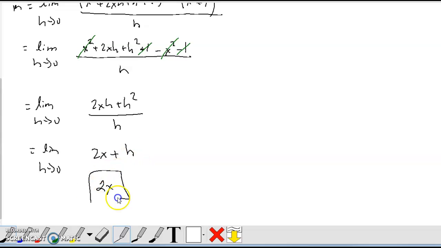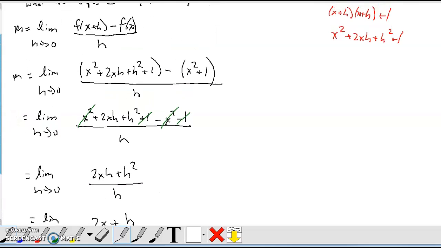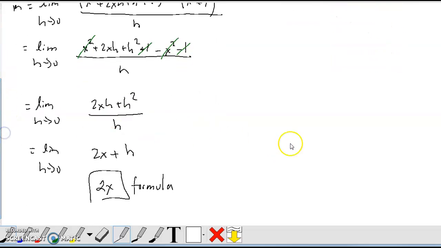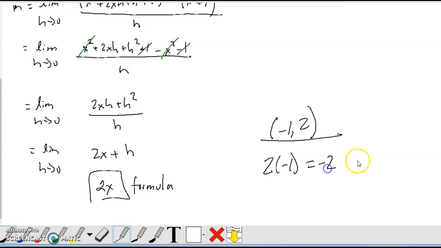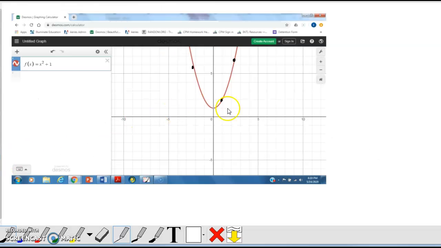So here is my formula. All right, so 2x is my formula. That means I should be able to use this for any point, so to speak. My two points, come back over here, was negative 1 comma 2. So at negative 1 comma 2, I'm going to find the slope at this point. So I'm going to say 2 times negative 1. My slope should be negative 2. And if I look at my graph at the point negative 1 comma 2, that makes sense. It should be a negative slope right there.